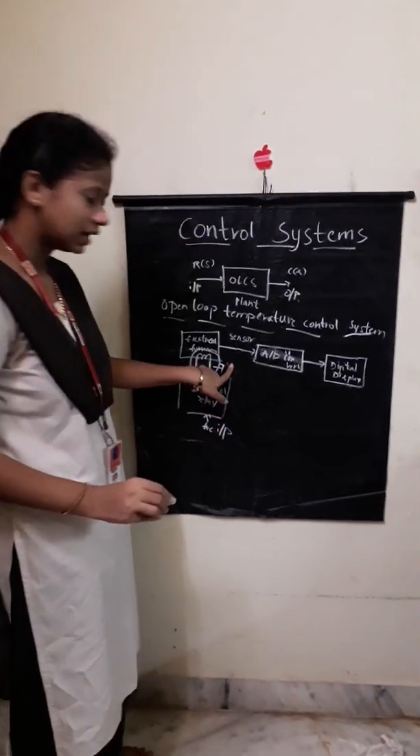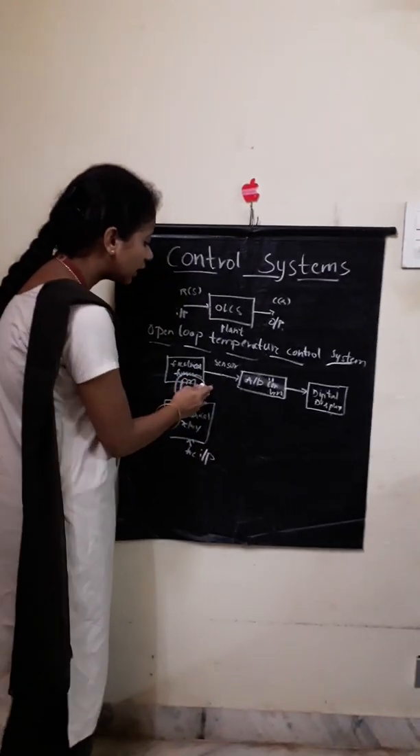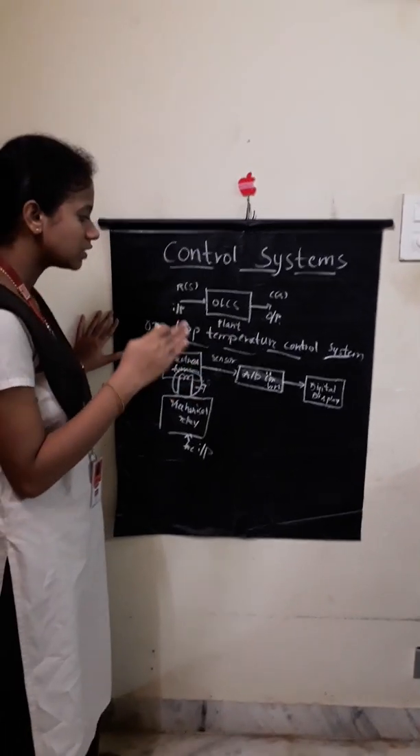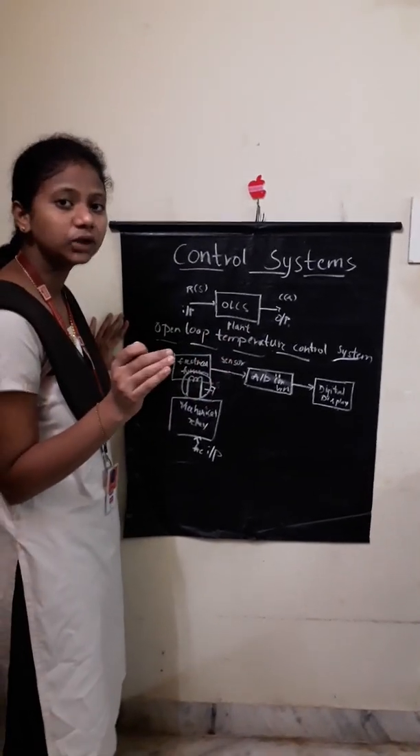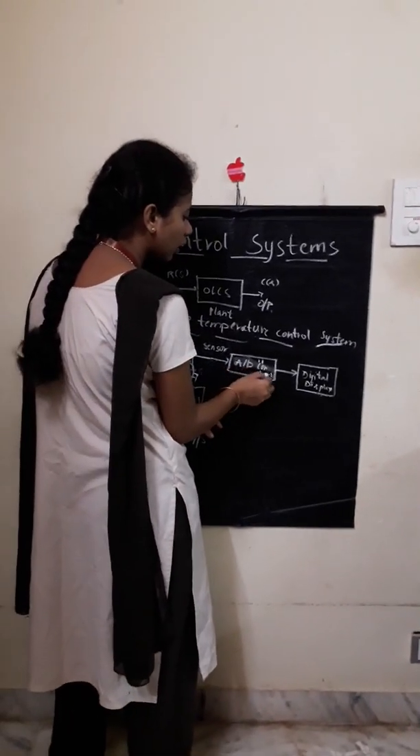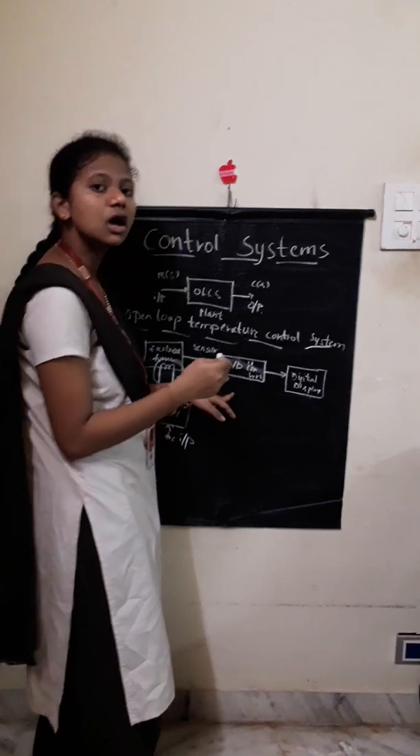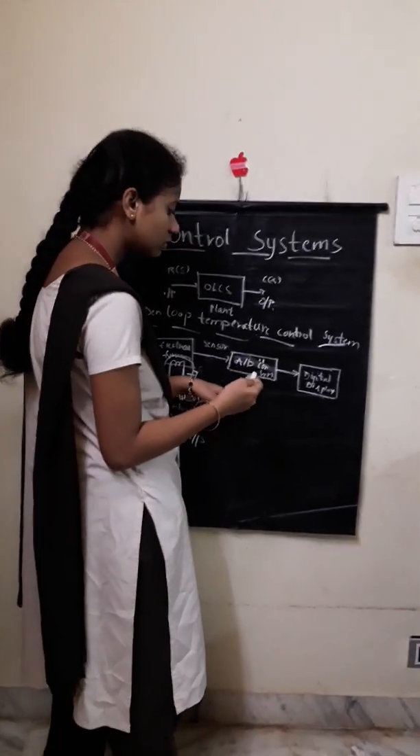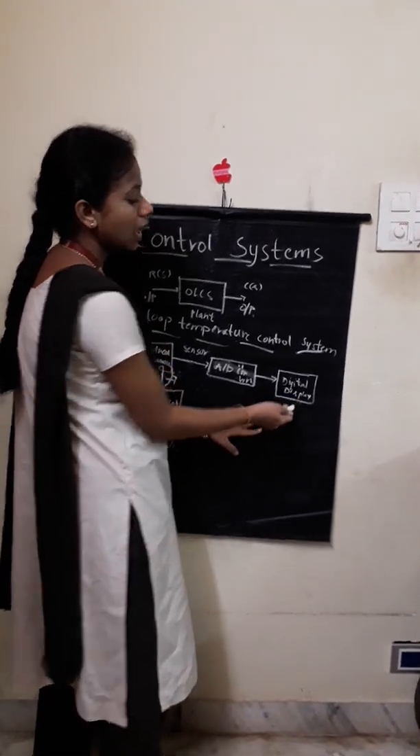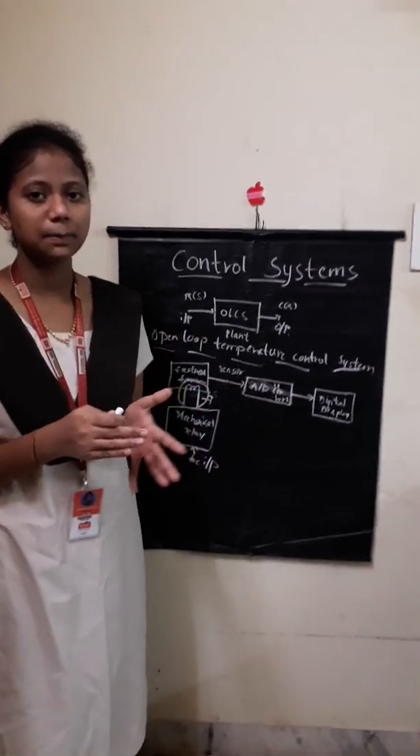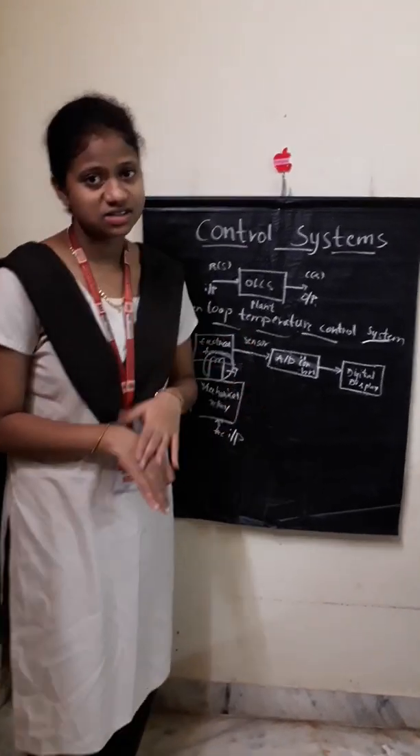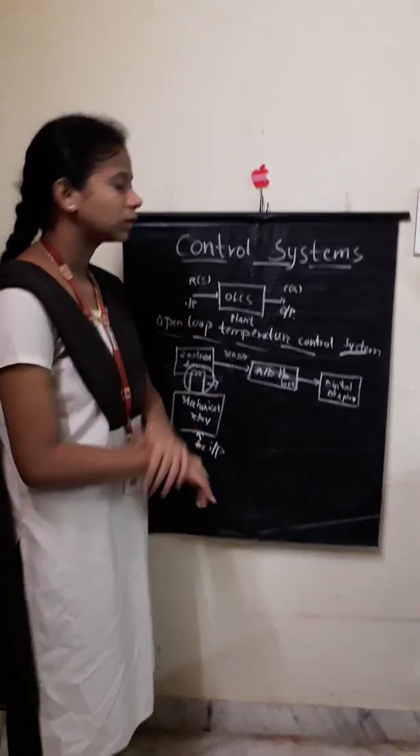So it generates heat, and this generated heat is taken by the sensor, which converts it and gives an analog output. That analog signal is taken by the analog to digital converter, which gives a proportional digital output, and then the temperature is displayed on the digital display. And this is the first example of the open loop control system.